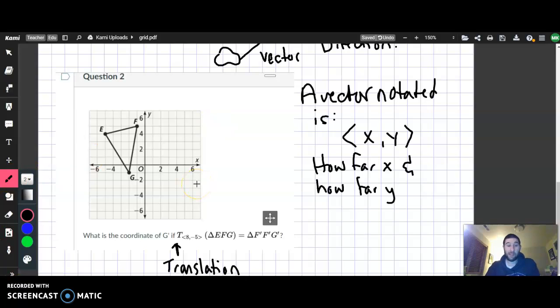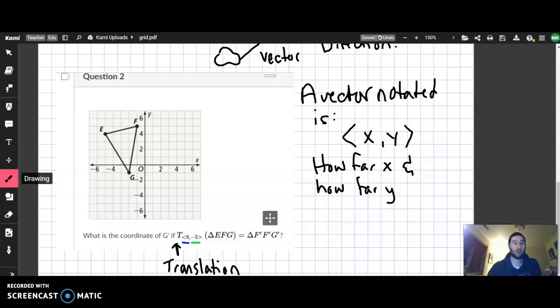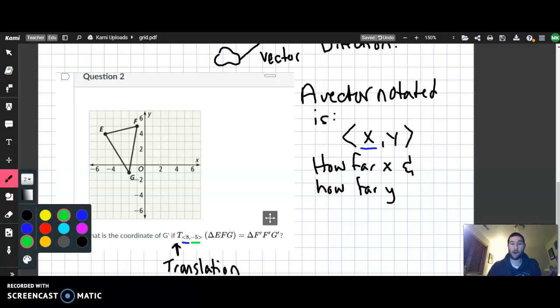So let's do some application with that. In this example, we're talking about how far on the X and how far on the Y for our translation, which they give us being the 8 and the -5. Now I'm doing the 2 different colors there to help illustrate the difference with our X distance and our Y distance.